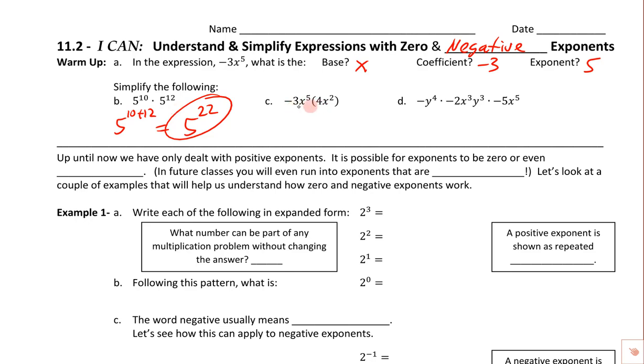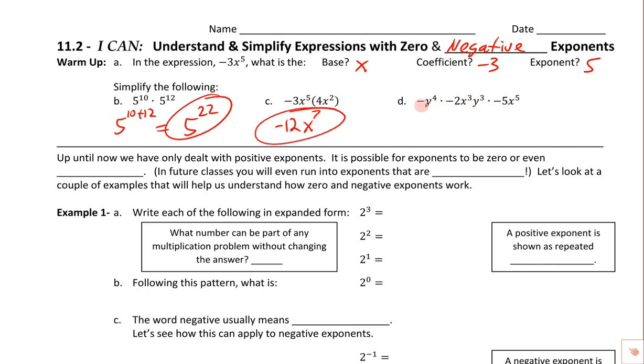On this problem right here, again, we're going to look at the coefficients first. So negative 3 times 4 is going to be negative 12. And then we run through and we think about how many x's do we have here? Well, we've got 5 x's here and we've got 2 x's here. They're all in a big multiplication problem, so that means 7 of those are going to be multiplied together.